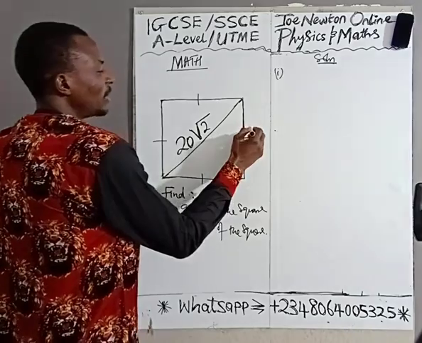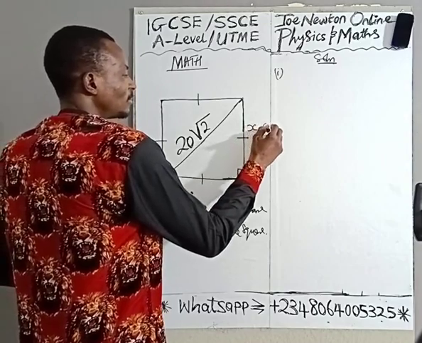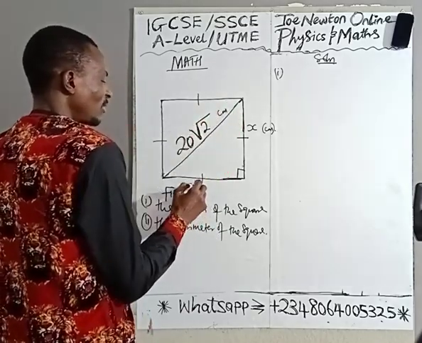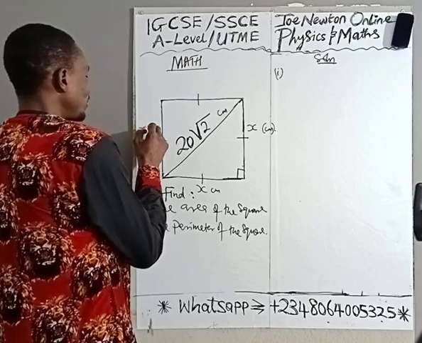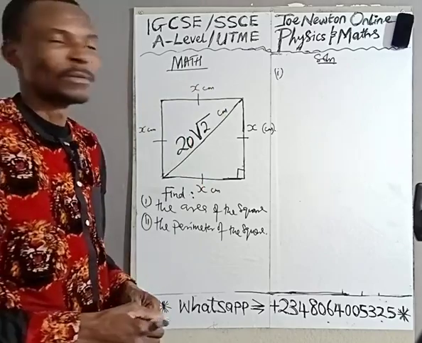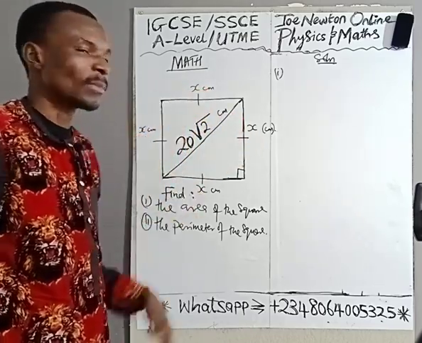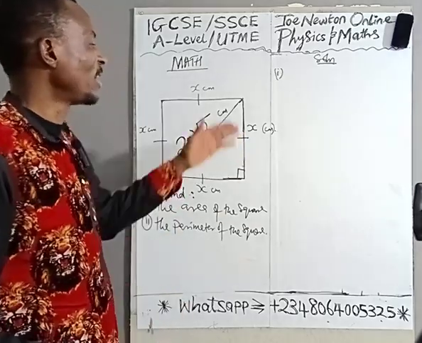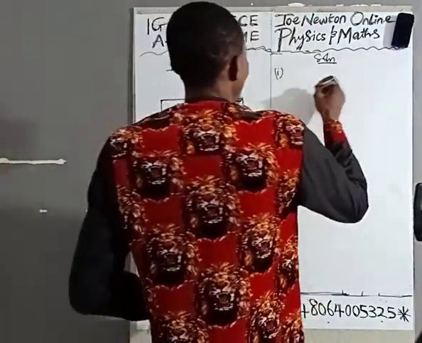So let us label here X in centimeters, because this is centimeters. Let us label here also, which means here is also X in centimeters, here is also X in centimeters, here is also X in centimeters, because the four sides are equal. So when we use X here, which means here is also equal to X. If we use Y, they are all equal. If we use L, the same thing. Which means if here is 2, here is also 2, 2, 2.